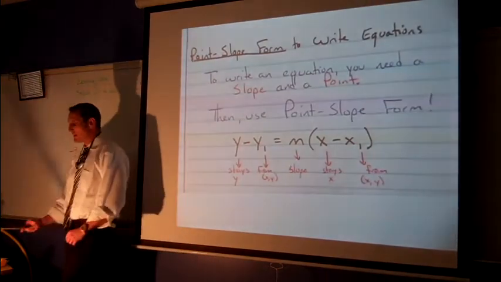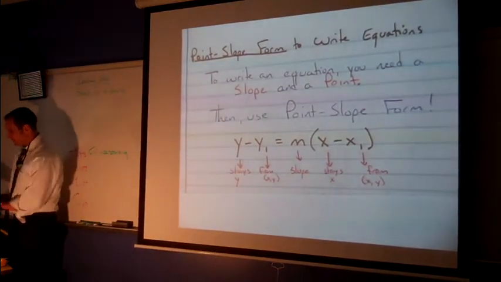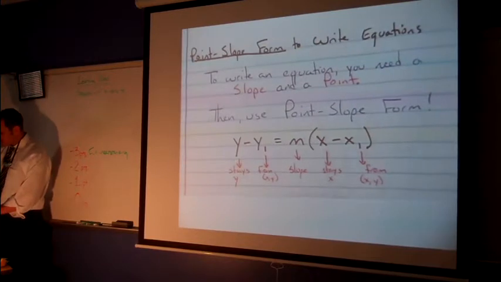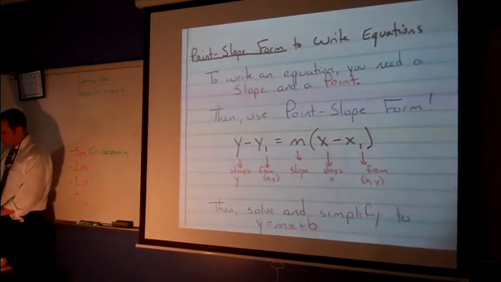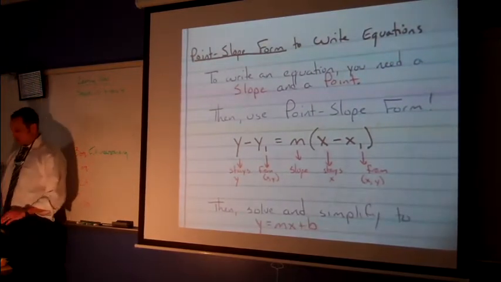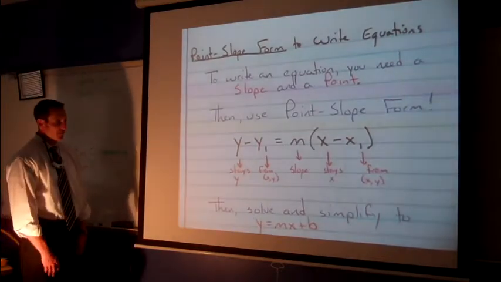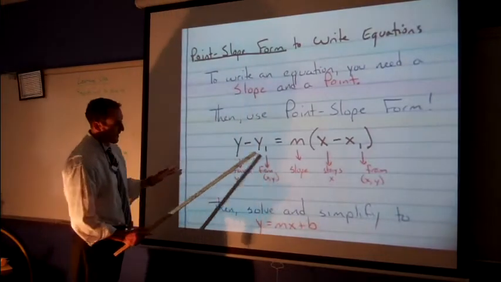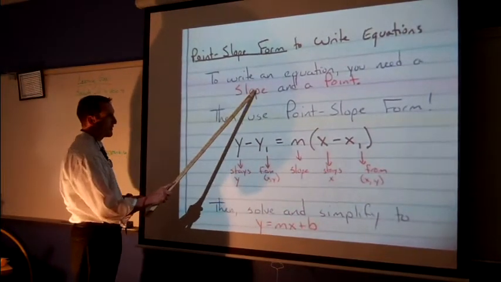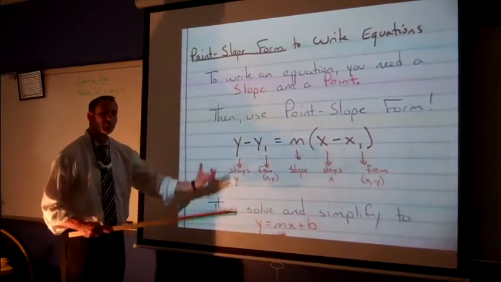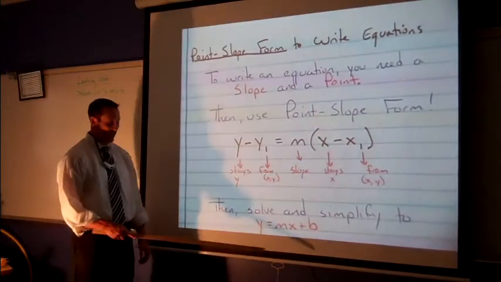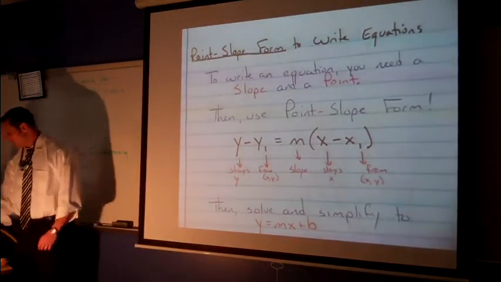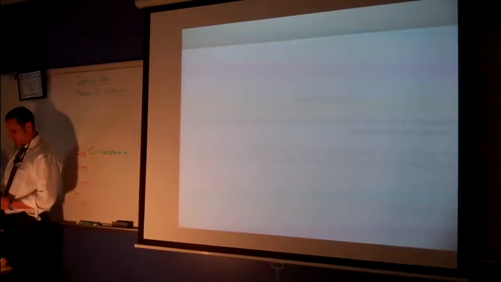So we have these pieces of information, and we plug them into this formula. Then what we do is solve for y and simplify to y equals mx plus b. So we would have all of this from our slope and our point, and simplify the whole thing to get to y equals mx plus b. So what we'll do is work on a few examples to get practice for this.